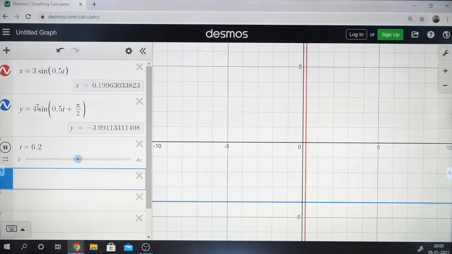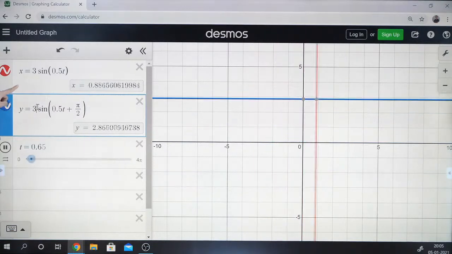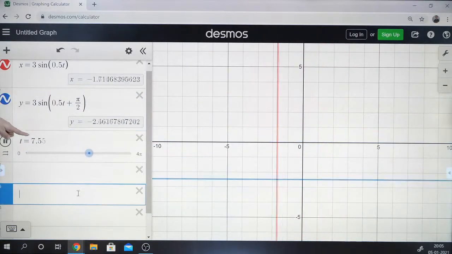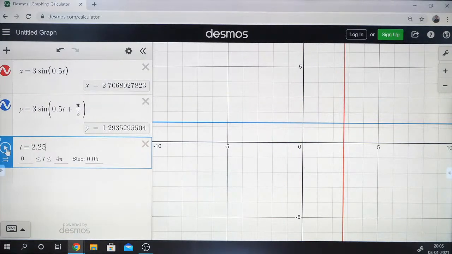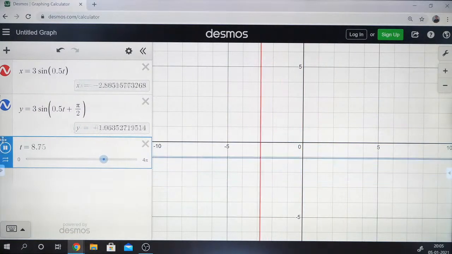Okay, and let's make it a circle by making their amplitude same. Now it will be a circle. Observe that. It is a circle now. Can you see that? It's a proper circle.